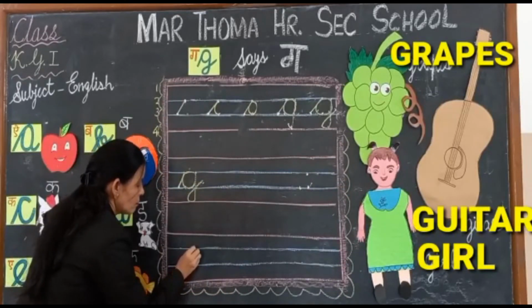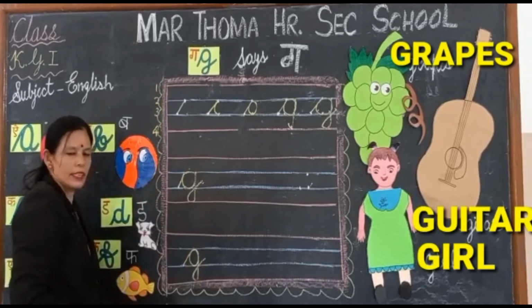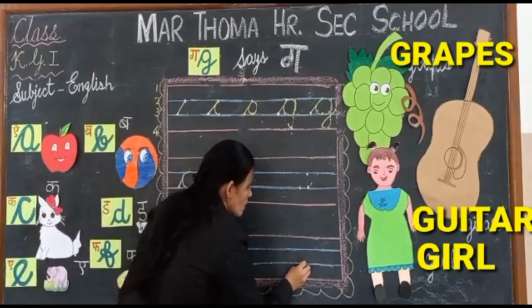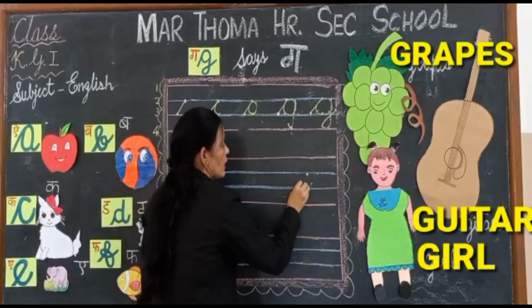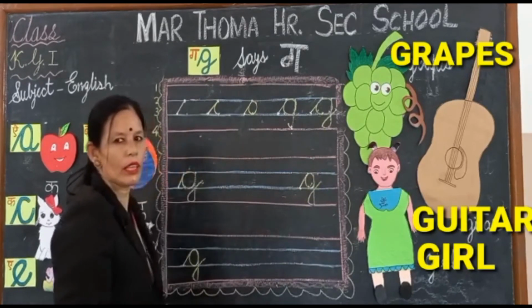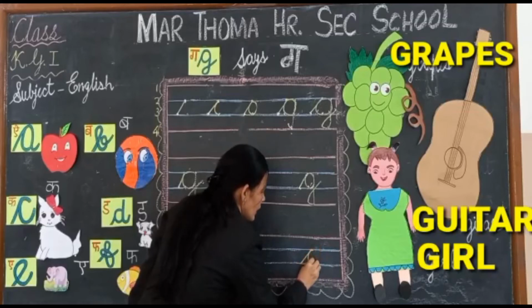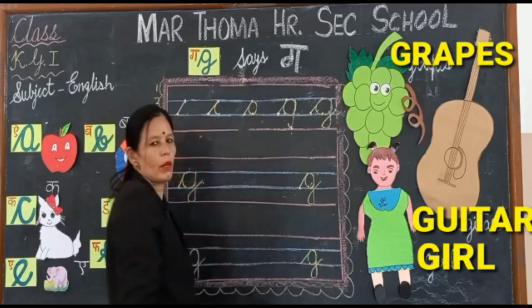Make a standing line, go up, make a C and make a circle. Come back, make a standing line and turn, go up. This is letter G. G, girl, grass. Make a slanting line, make a C, semicircle, circle, come back, make a standing line, go up and make a small cursive G. Slanting line, make a semicircle, circle, come back and standing line and go up. This is small cursive G.